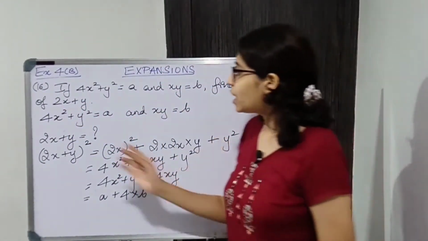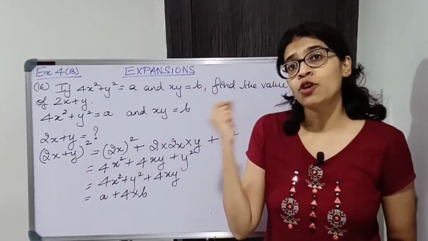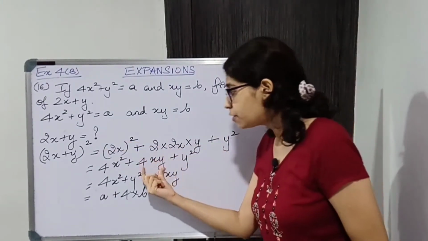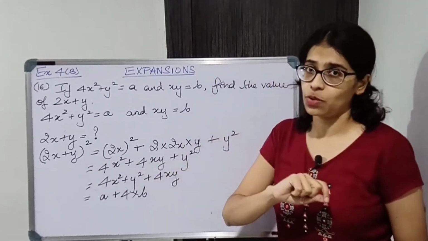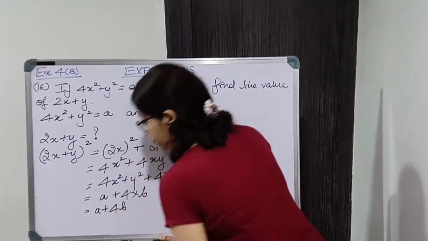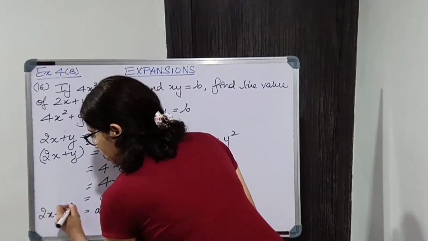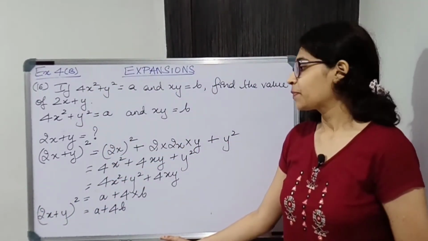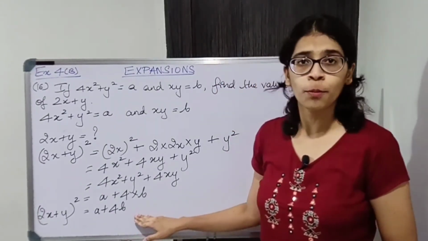No. So what I'll do is put brackets and square it. So this is of the form (a + b) the whole square. Expand using the identity, solve it further and make substitutions. With the value of xy and the value of 4x² + y², it is a + 4b. So (2x + y)² is a + 4b. Now we don't have x and y over here. This is the simplified form.